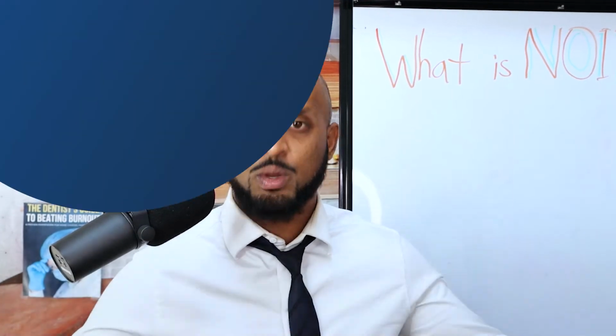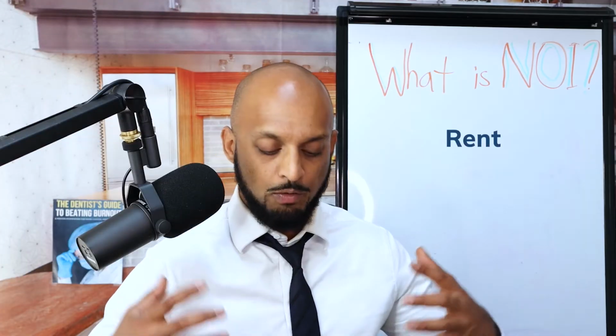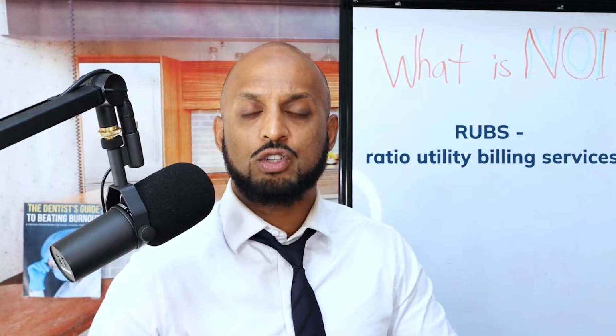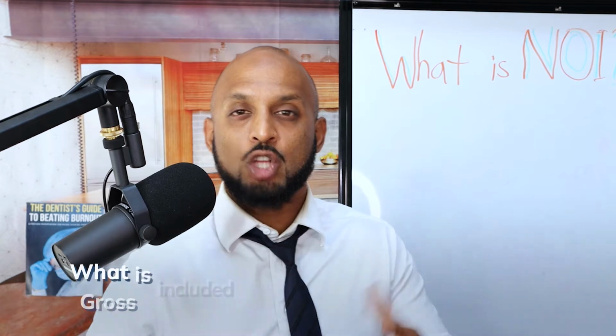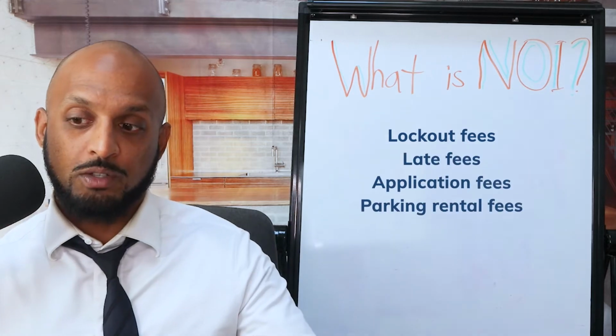Say we take a 300 unit apartment building complex. The income that comes in is mostly in the form of rent. Everybody presumably pays their rent, so we have 300 families paying rent to live in the apartment building. It also includes other income such as RUBS, ratio utility billing services. This is where you bill back tenants for their proportionate share of utility services. There are also other forms of income that come in from apartment buildings. Think about lockout fees, late fees, application fees, parking rental fees, storage fees, etc. These are all different forms that income comes into the property. So those are all included in our gross operating income.